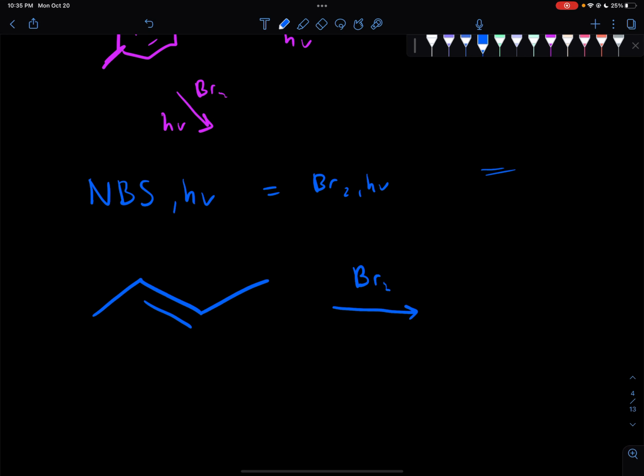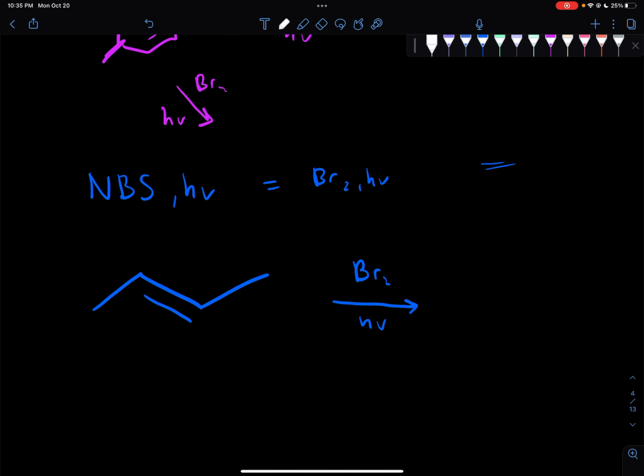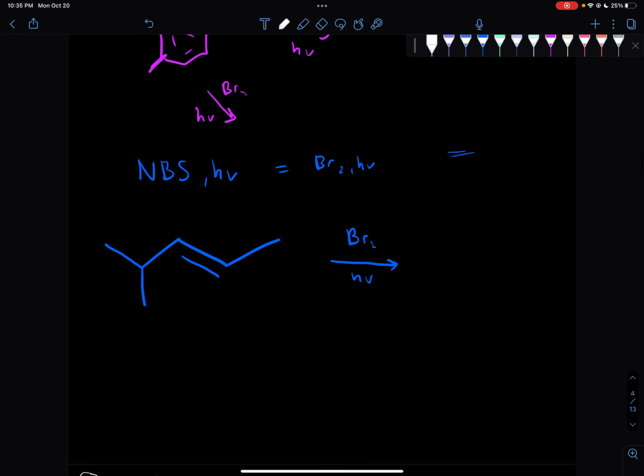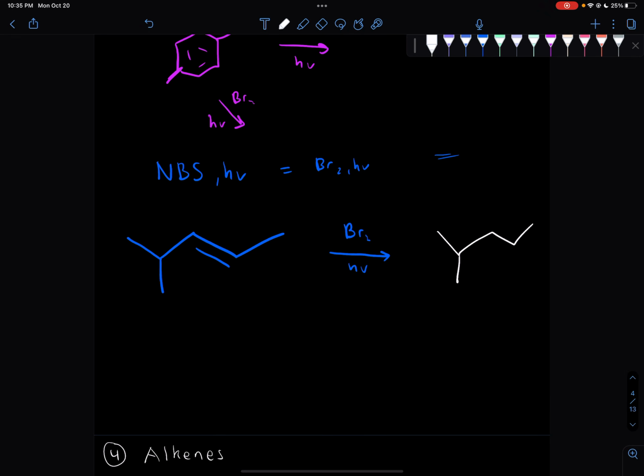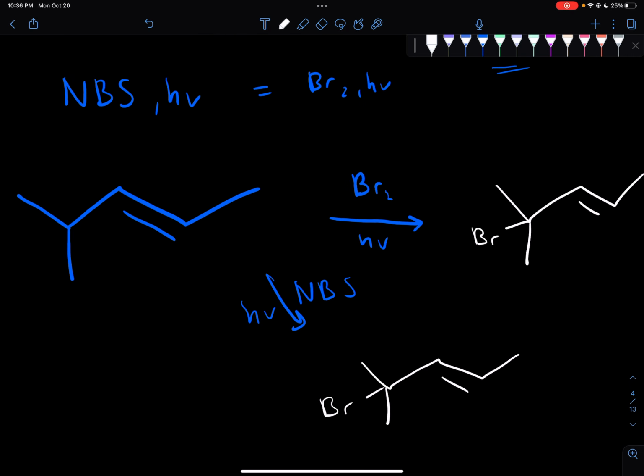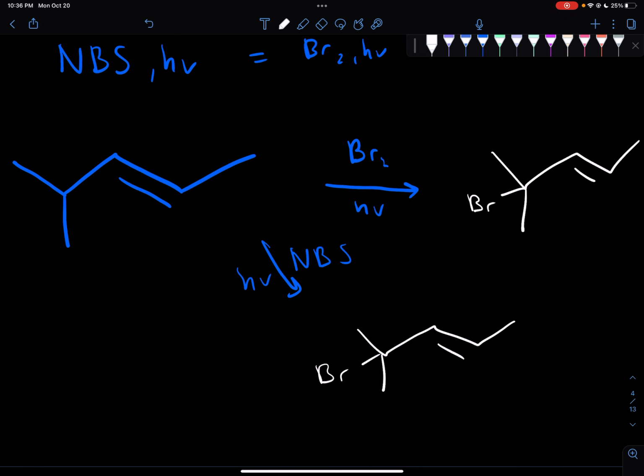if you do Br2 with light, actually this is a horrible example. Let me just add some carbons, 1 second. Here, okay? If you do Br2 and light, you'll get this right here. What happens if you do NBS? Look at that. I got the exact same thing. So what is NBS? NBS is all it is, a more efficient way to monobrominate when you have a double bond present, right?